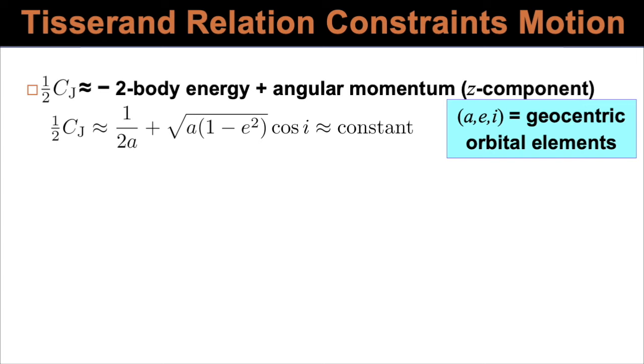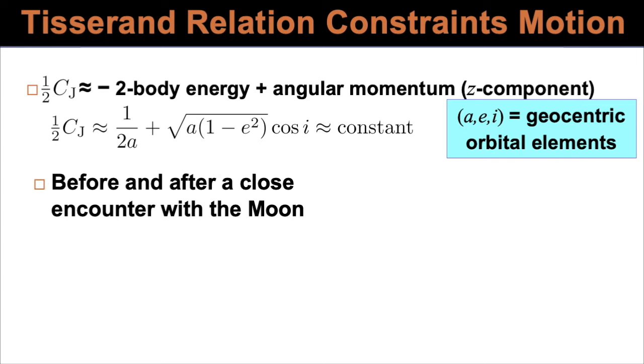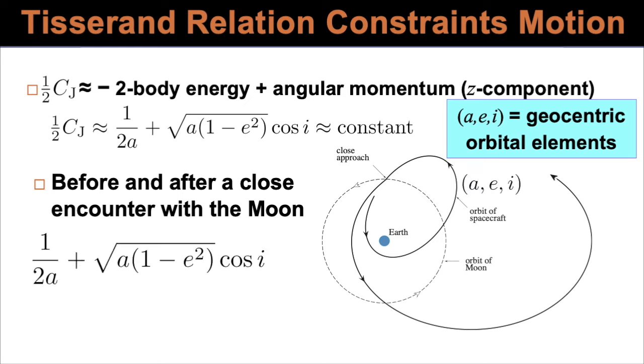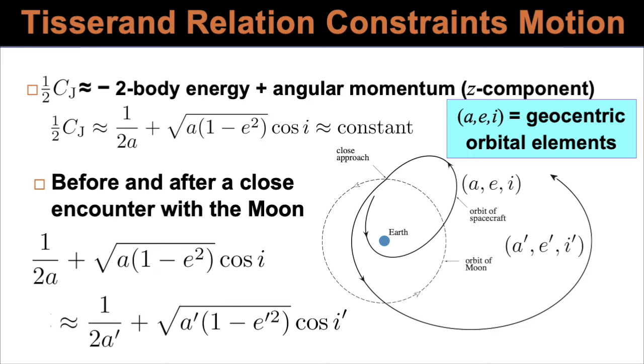So how do we use this? This constrains motion via something called the Tisserand relation. Before and after a close encounter with the moon, you still should have this same value of the Jacobi constant, even if a, e, and i have all changed. So this is an example of a spacecraft that's in orbit around the Earth, and then it has a close approach with the moon, and it's on a very different orbit. Well, the orbital elements for these have to be related. Let's say the orbital elements for this first elliptical orbit are a, e, and i. And then after that close encounter, we have a prime, e prime, and i prime. So these two have to equal each other.